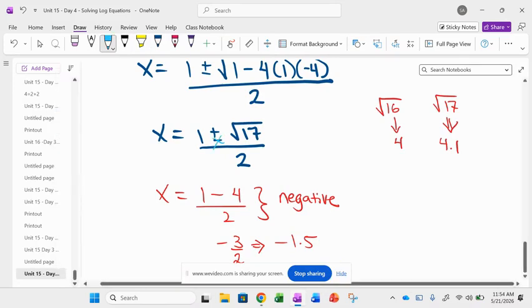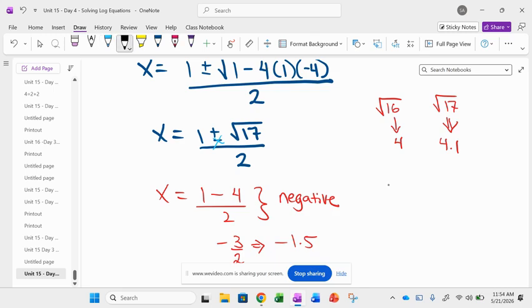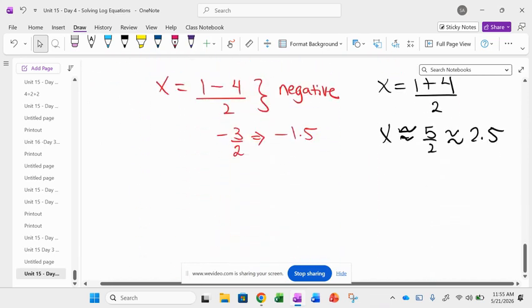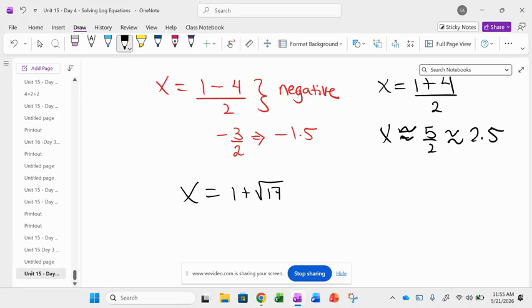I have to check the positive version. So the positive version is going to be x equals 1 plus 4 over 2, which is about, right, about 5 halves, which is about 2.5. So I go back and I look. 2.5 minus 1, are we still good? Yes. 2.5 is good. So now our x is only the positive version, which is going to be 1 plus the square root of 17 all over 2.